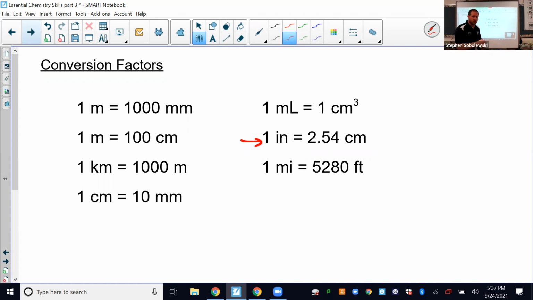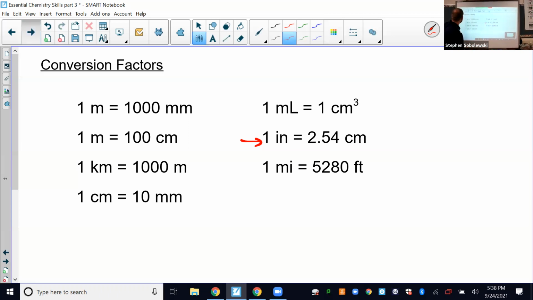And finally, 1 mile is 5,280 feet. We'll be practicing with some mile to feet conversions at some point during our conversion factors. Okay, so these are conversion factors that you should know. There are plenty of other conversions you'll need, but they should be in your notes.